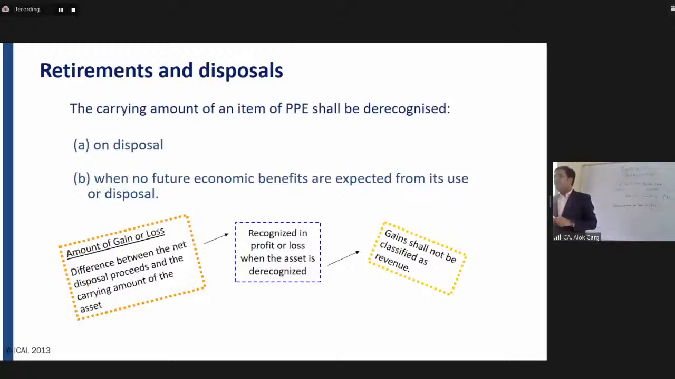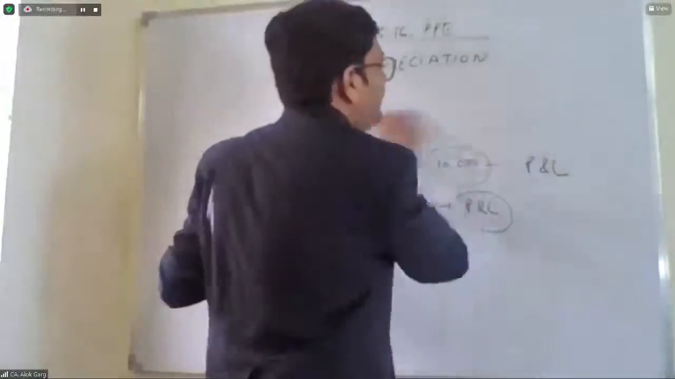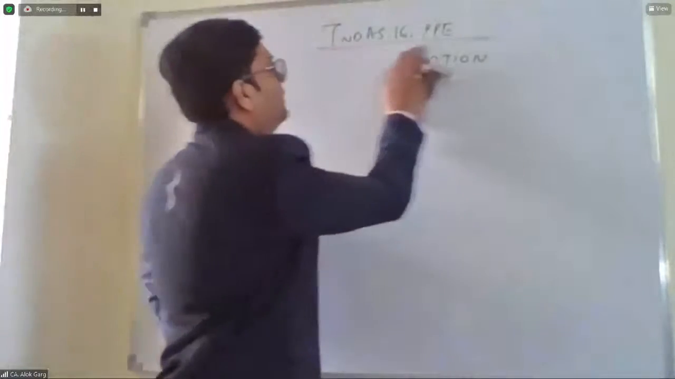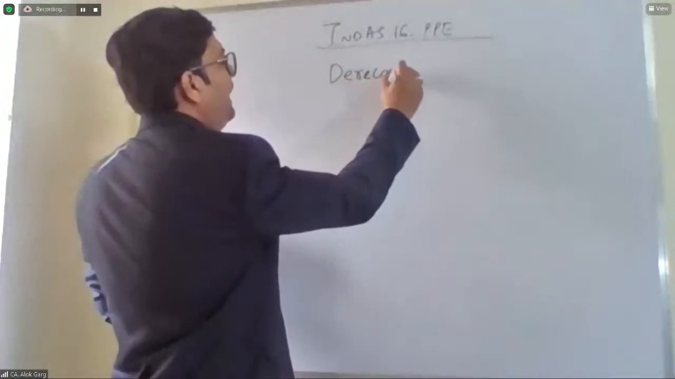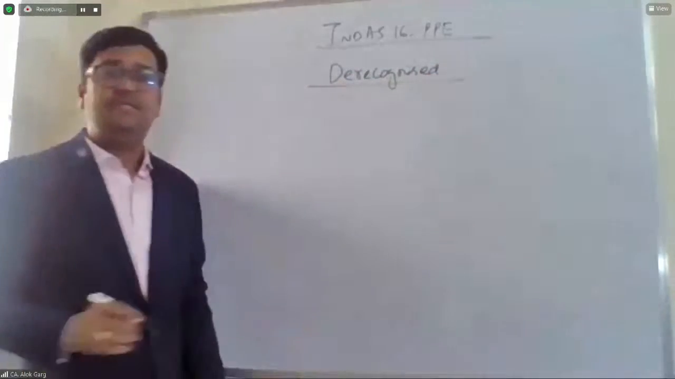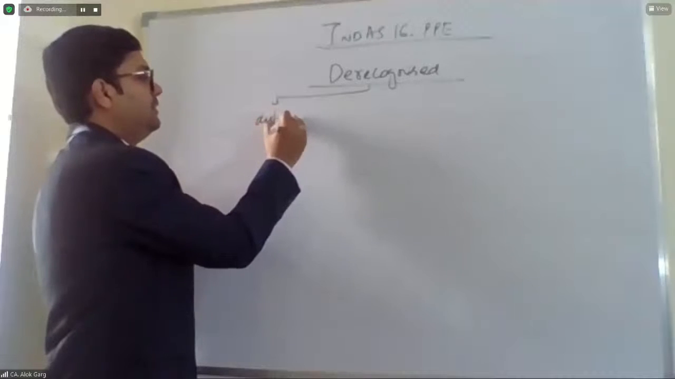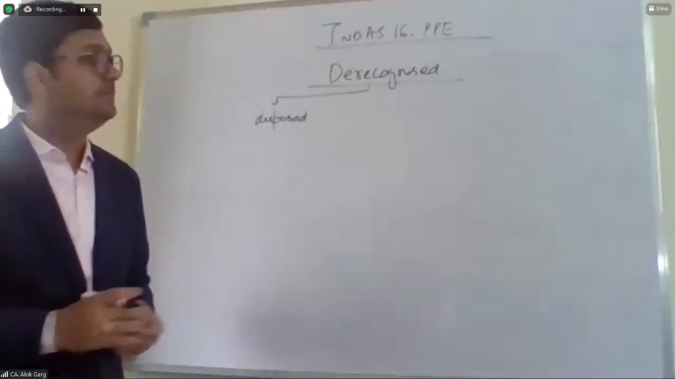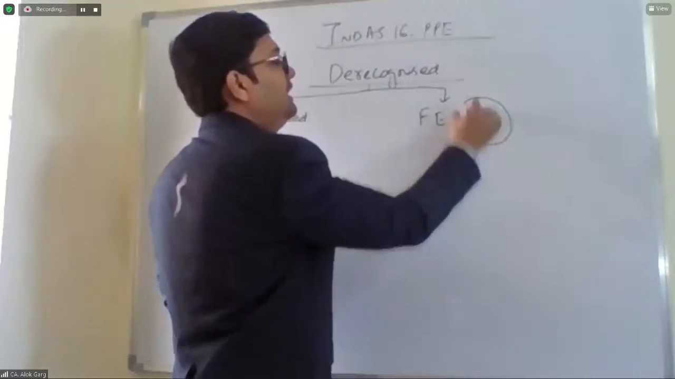So the carrying amount of the asset is required to be derecognized. When? Tell me, when is the asset required to be derecognized from the books of accounts? Can anyone help me in understanding when the asset is going to be derecognized? The asset is going to be derecognized when it is sold or disposed of. Of course, when you are discarding the asset, disposing of the asset, selling the asset, or when the asset has stopped providing a future economic benefit.